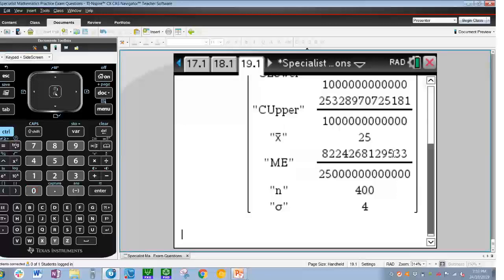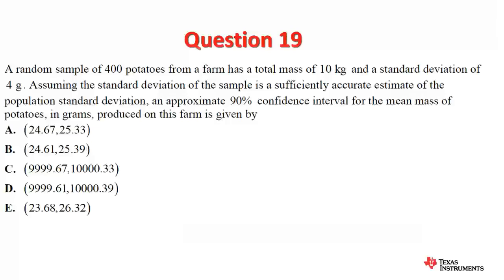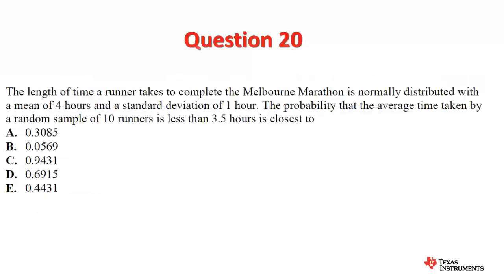I press OK, and I see a bunch of fractions. Well, that's because I'm in exact mode. So to get decimals, Control Enter, and that gets us the results. So our 90% confidence interval goes from 24.67 to 25.33, which is, of course, option A. Let's move on to our final question.